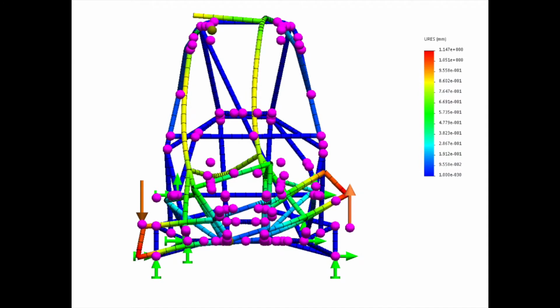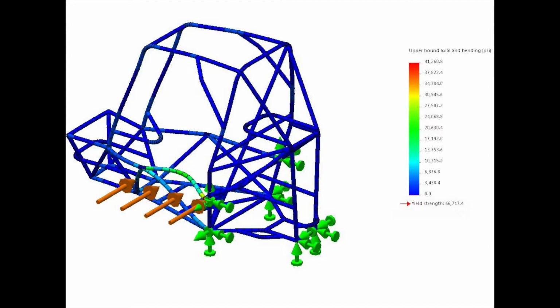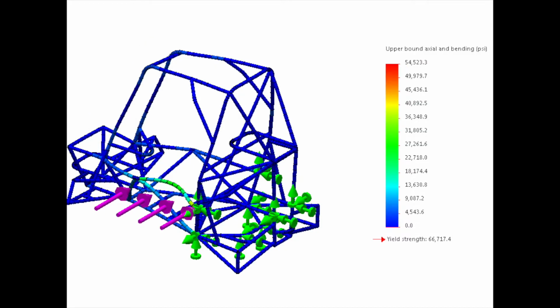The next simulation is the side impact. The rear is fixed and a load of 500-pound force is applied on the side member of the chassis. The first model held up well with a stress below the yield strength. The second model experiences more stress but does not yield.